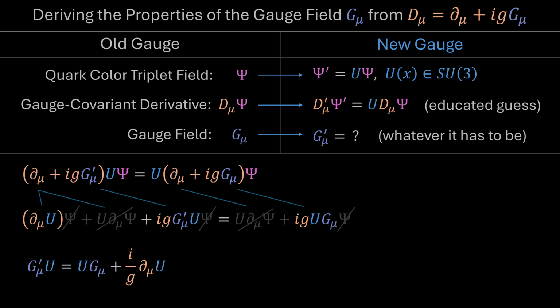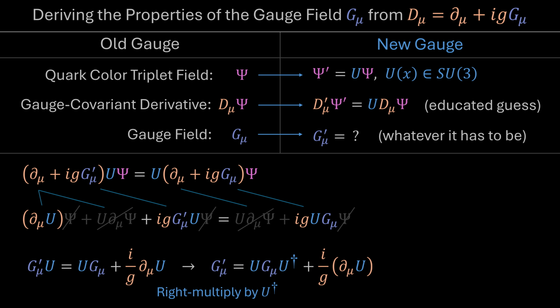And now we are so close to having an equation that gives us g mu prime in terms of g mu and our matrix field. And all we have to do now to solve for g mu prime is to multiply everything by the transpose conjugate of u. Because on the left side of the equation, we'll end up with g mu prime times u u dagger. But u is an SU3 matrix, so u dagger u equals I, and likewise u u dagger equals I. So on the left side of the equation, when we multiply by u dagger, we end up getting g mu prime all on its own. And then on the right side of the equation, everything just picks up a factor of u dagger on the right. And there we have it.